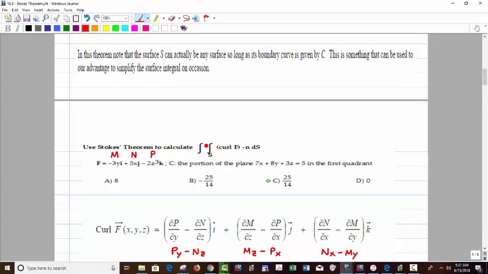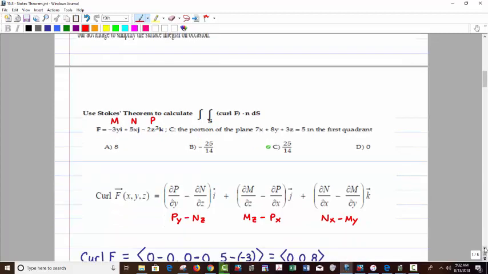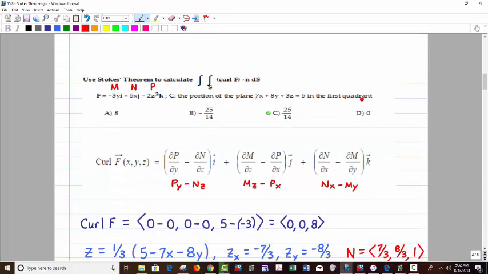So use Stokes Theorem to calculate the curl dot n dS. And here's the vector field for m, n, and p. And here's our region, 7x plus 8y plus 3z equals 5. First quadrant makes everything positive. Here's our formula. There's our curl formula we haven't seen in a while. So we just follow that.